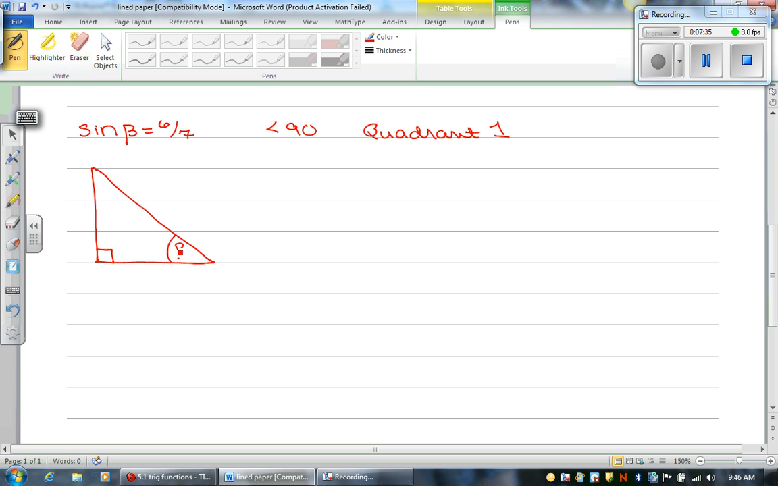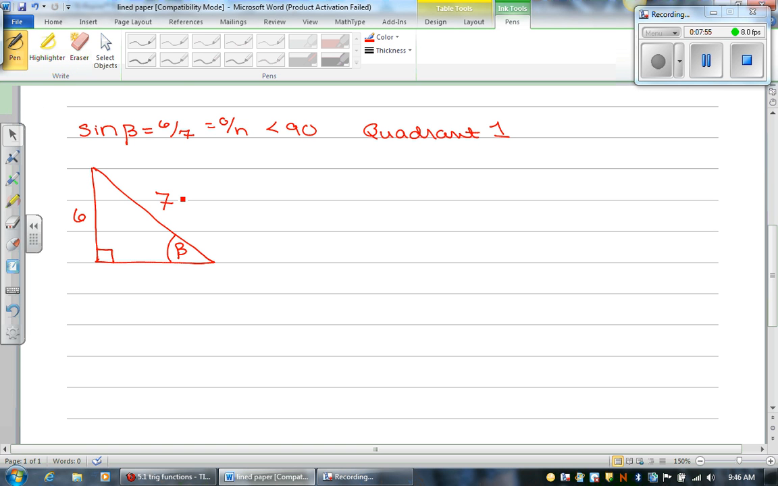You pick an angle to be beta. Doesn't matter if I choose this angle or this angle, just as long as I set it up accordingly. We know sine is the ratio of opposite over hypotenuse. So my opposite from my angle beta is going to be 6. And my hypotenuse is going to be 7.